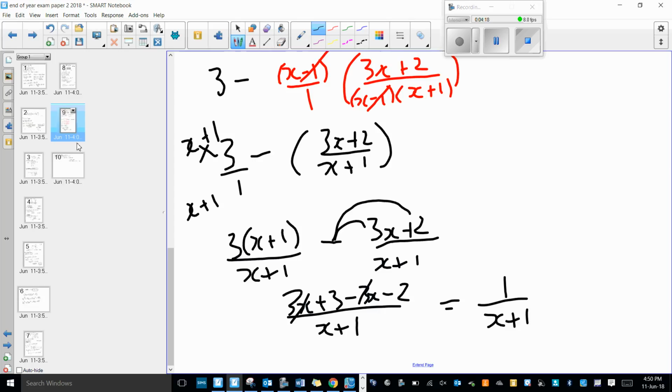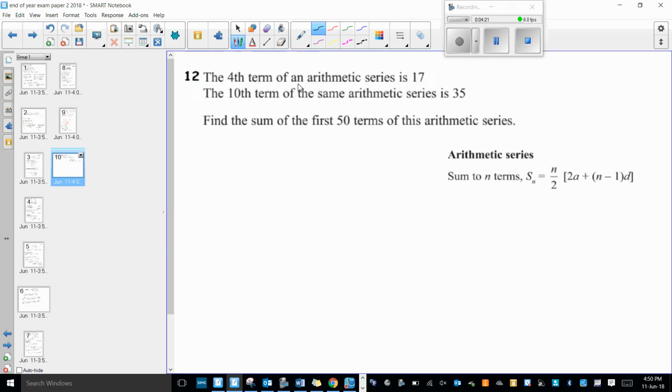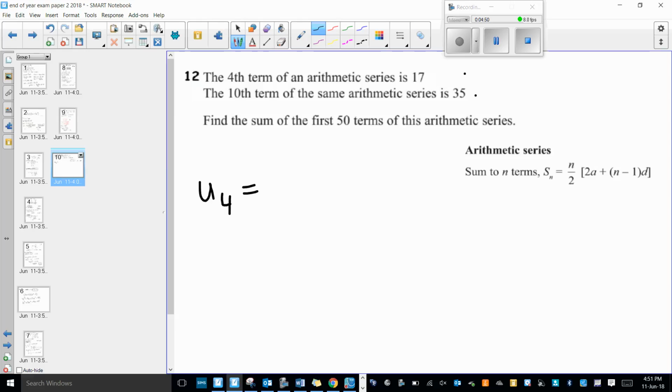And the final question. We're talking about arithmetic sequences. I've clipped this from the formula booklet for you, so you don't forget we've got that there. In order to find the sum of the first 50 terms, we need to know the value of A and the value of D. We're going to do that by focusing on these two. The fourth term of an arithmetic sequence is 17. We did this quite briefly. The general formula for the nth term is U1 plus n minus 1 D. You don't get told that, so it may be something you want to try and remember.